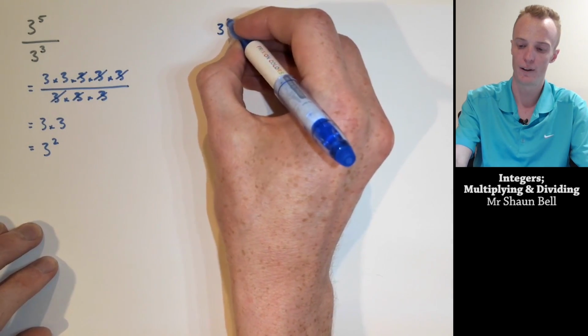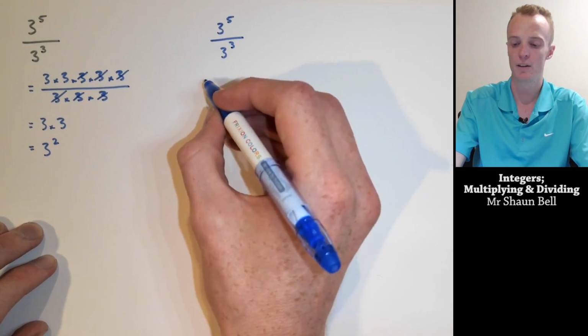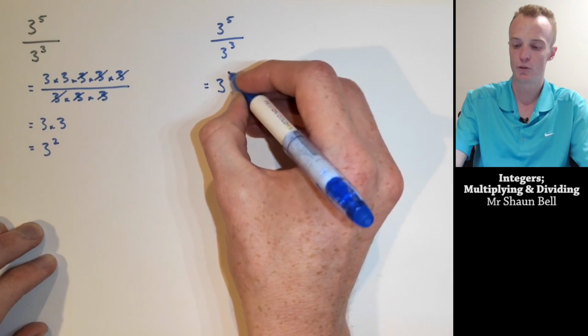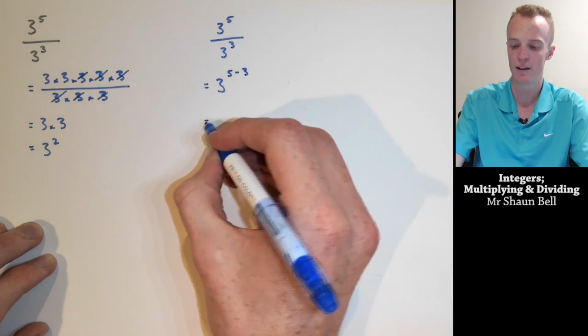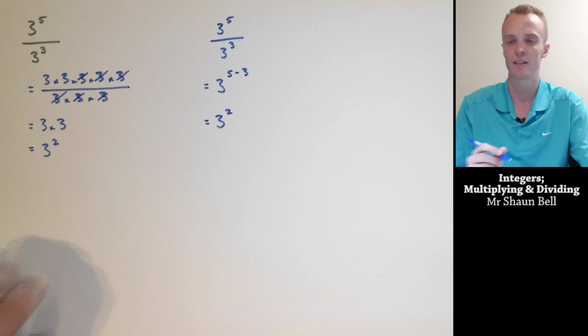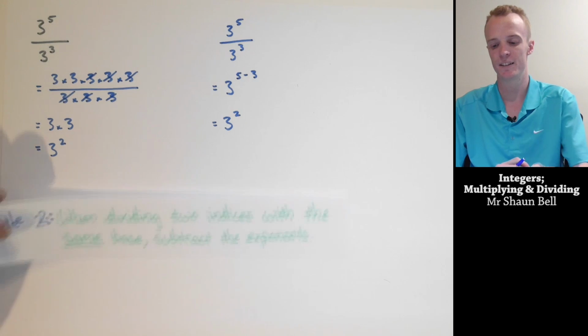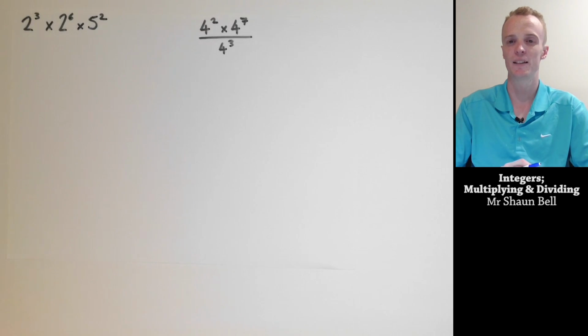However, like last time, there's a quicker way that we can do this. So if we consider 3 to the 5th power divided by 3 to the 3rd power, because the bases are the same, we keep the same base, but we subtract the bottom power from the top power. So it's 5 subtract 3 is equal to 2, so our answer is 3 to the second power, or 3 squared. So this leads us nicely to our second rule. When we're dividing two indices with the same base, we keep that same base, but we subtract the exponents.